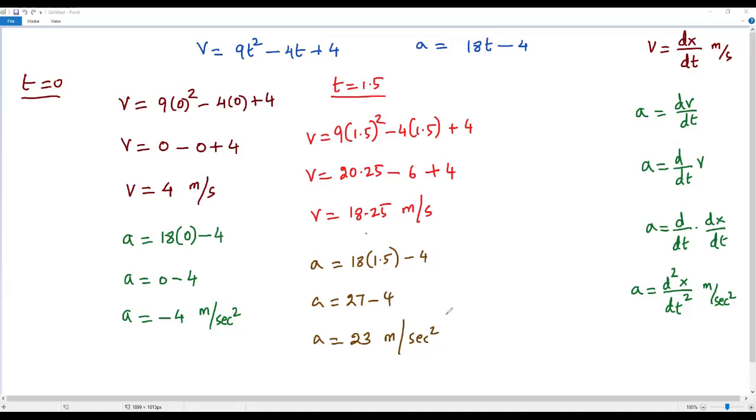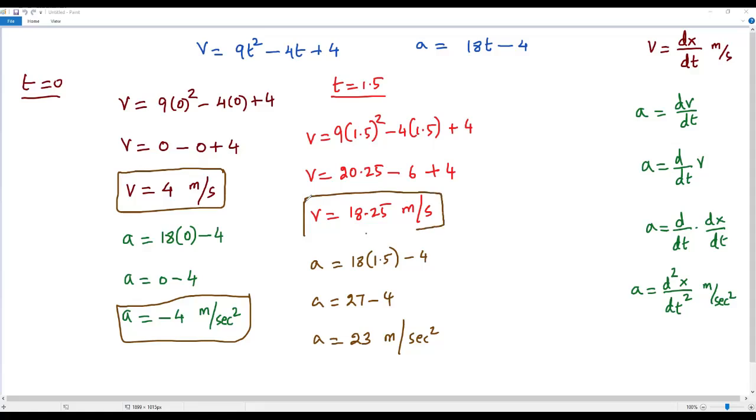Okay, now I got both velocity and acceleration when time t equals 0 and t equals 1.5. When t equals 0, the velocity is 4 meter per second, and the acceleration is negative 4 meter per second squared. When t equals 1.5, the velocity is 18.25 meter per second, and the acceleration is a equals 23 meter per second squared.